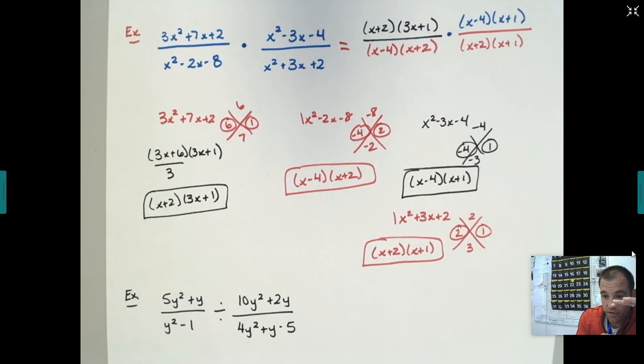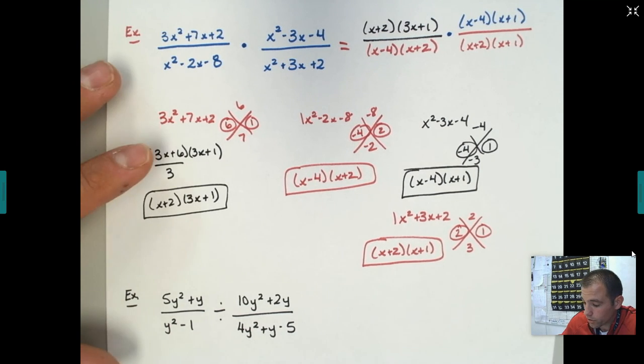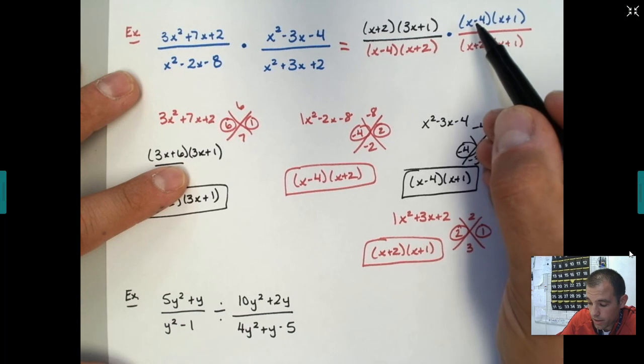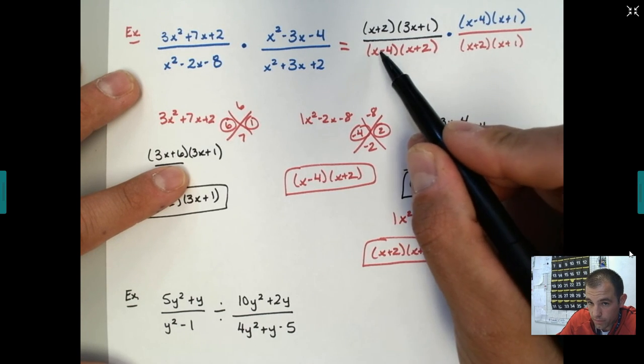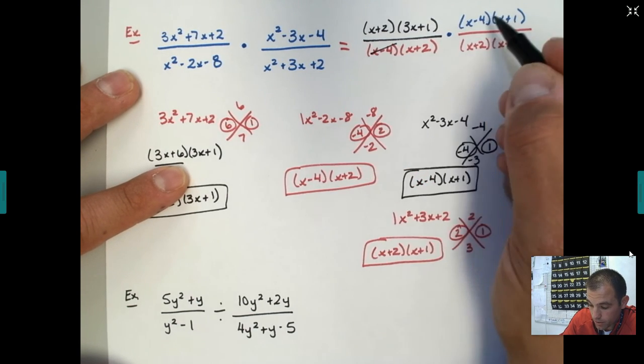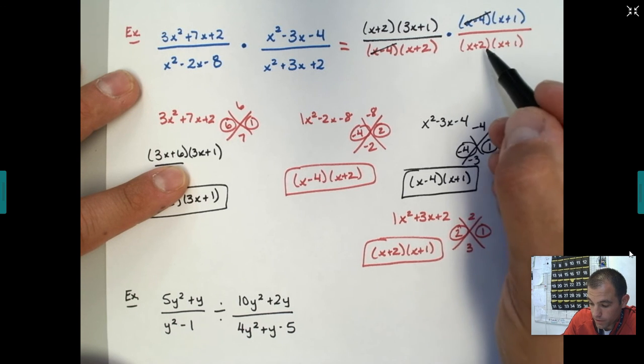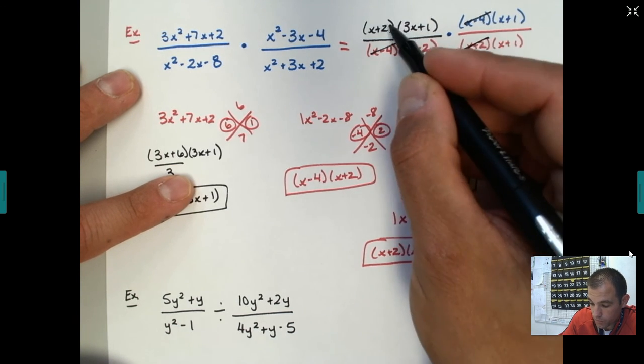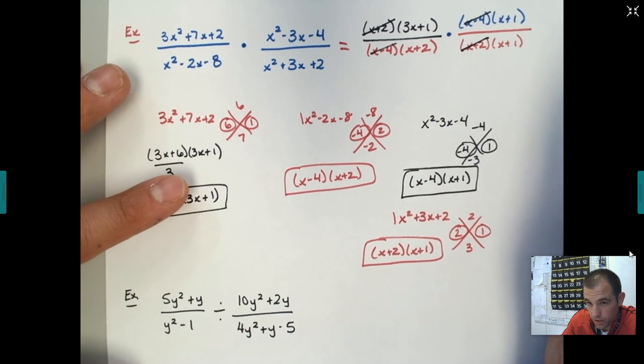Like 5 divided by 5 is just 1. They just cancel out. 7 divided by 7 is 1. So we're going to look for things that are the same. For example, x minus 4 right here and x minus 4 right there. I can cancel those out. X plus 2 down below, x plus 2 up top. I can cancel those out.